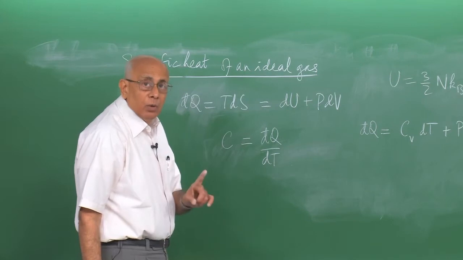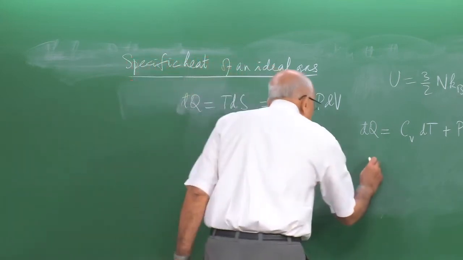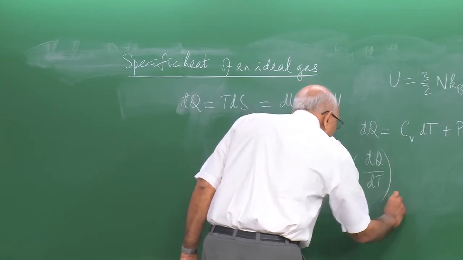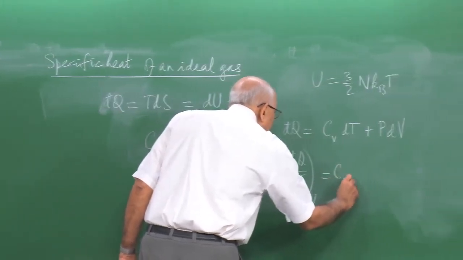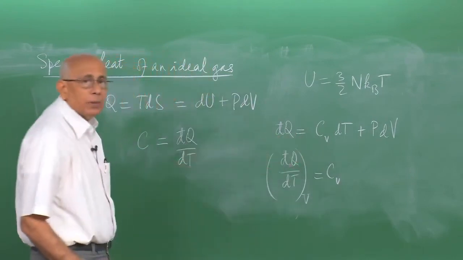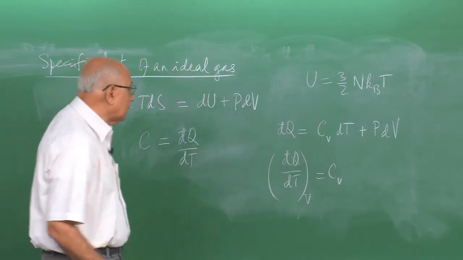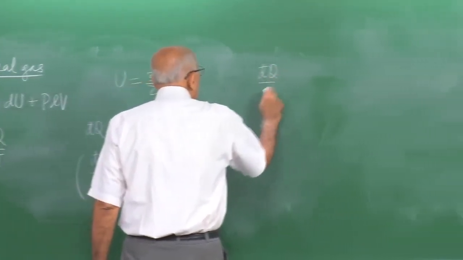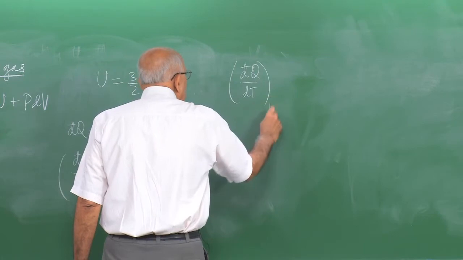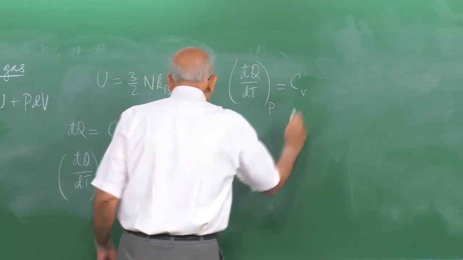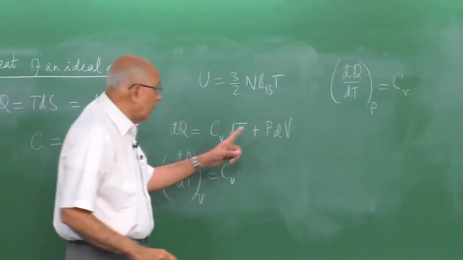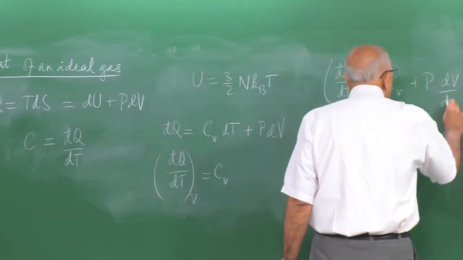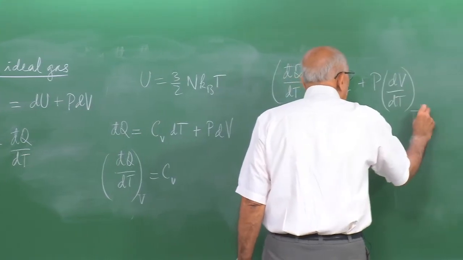And if I keep the volume constant and differentiate with respect to temperature, dq over dt at constant volume equal to Cv here. So, that figures okay. What happens at constant pressure? Well, the same equation says dq over dt at constant pressure is Cv, because I divide by dt here, plus P times dV over dt, but I must keep the pressure constant.